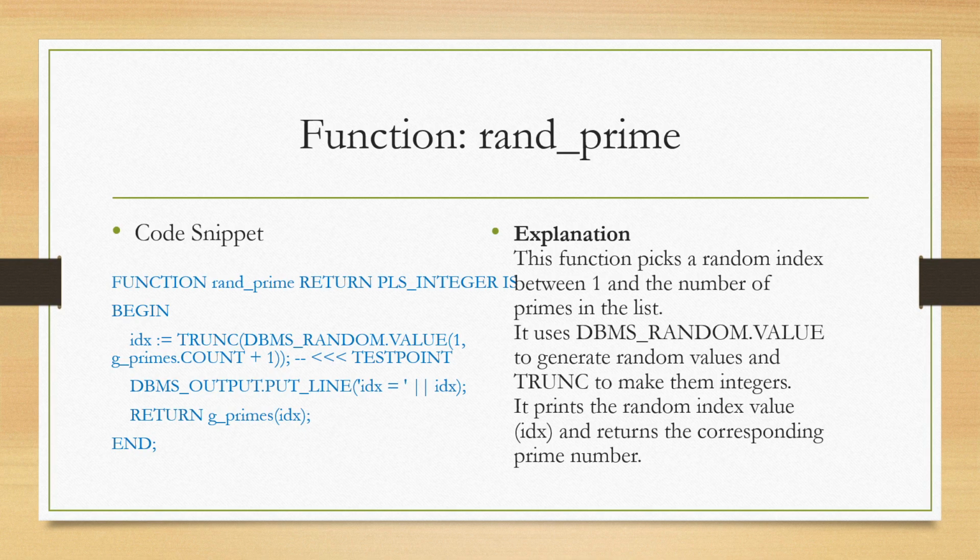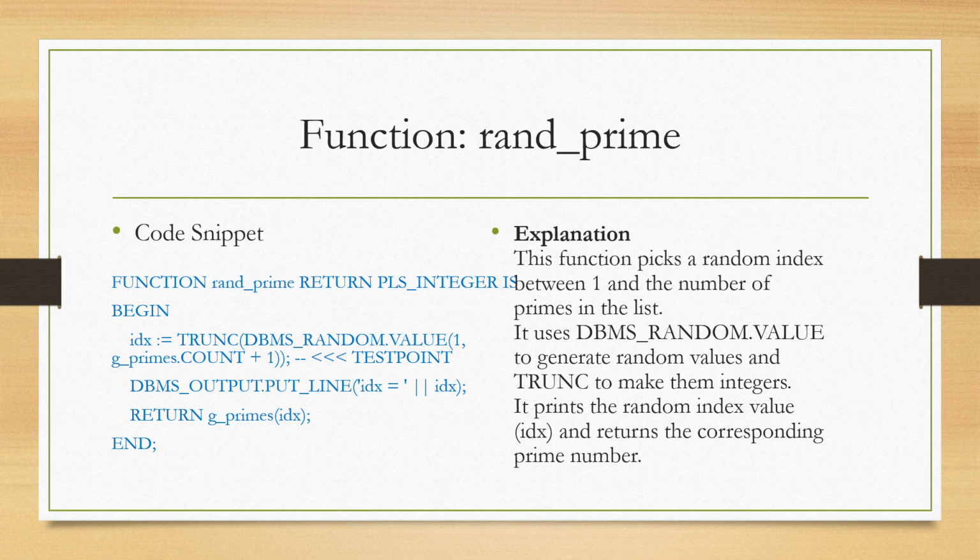Then the random prime number function. The function is majorly used to process some kind of logic and return a value. So a function mostly returns a specific type of value. Here it will return a PLS_INTEGER type value.